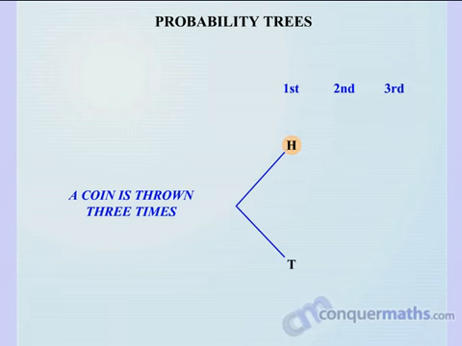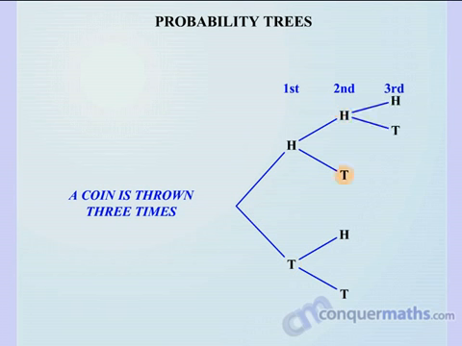Now, if we got a head first time round, on the second throw, we could get a head or a tail. If, on the other hand, we got a tail first up, on our second throw, we could still also get a head or a tail. Now, no matter where we're from, our next throw can always be a head or a tail. Right. Now, so far, that is a tree diagram, okay?